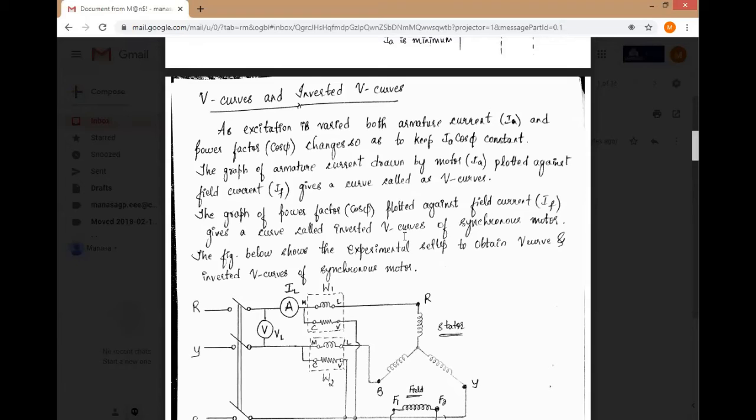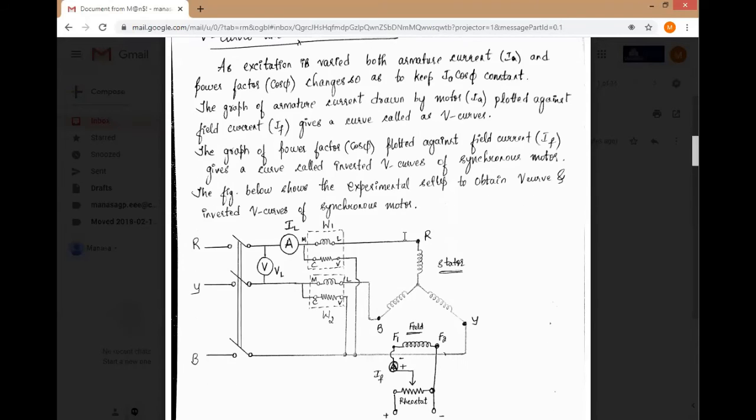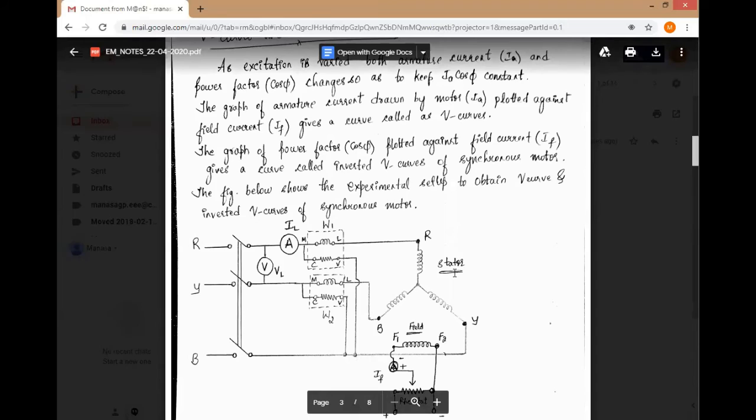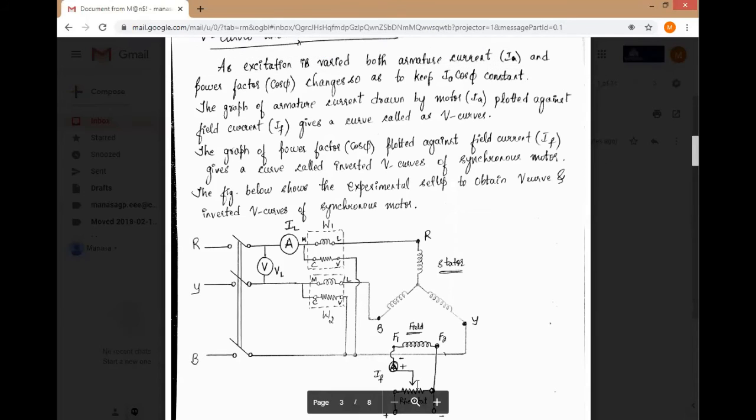So remember the two curves. V curve is IA versus IF. Inverted V curve is cos phi versus IF. IA is the armature current or the stator current. IF is the field current. Cos phi is the power factor. Now the circuit diagram is shown here. It has the stator and field, that is, stator and rotor.